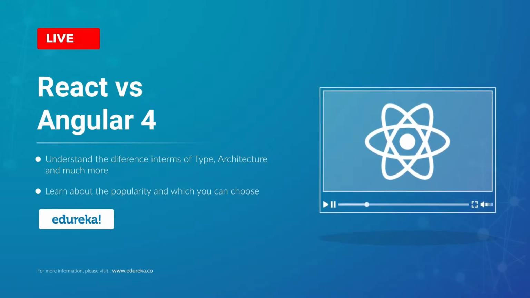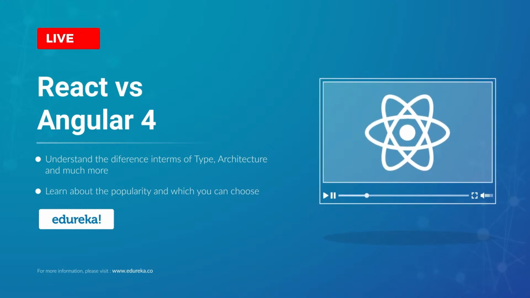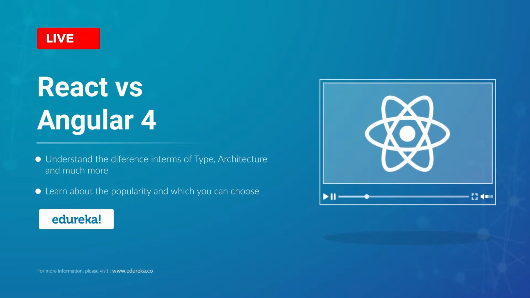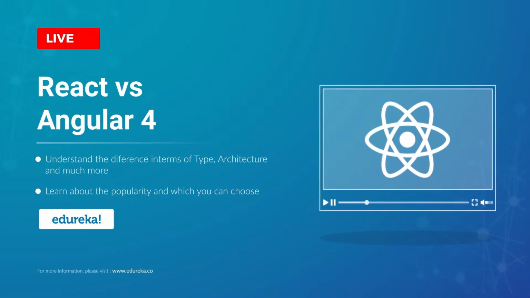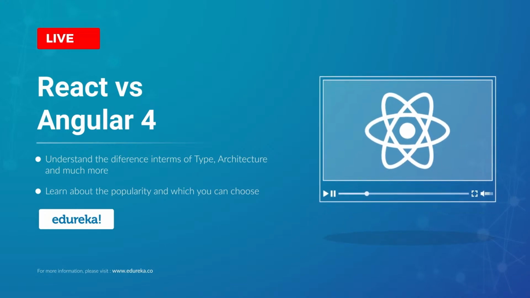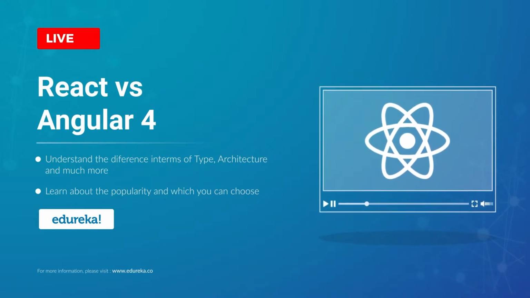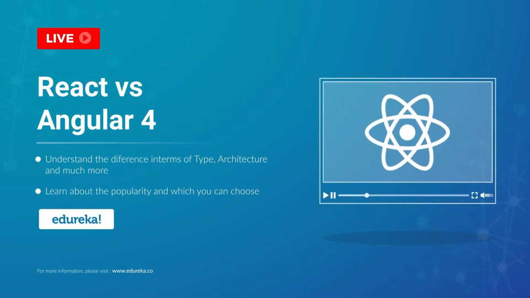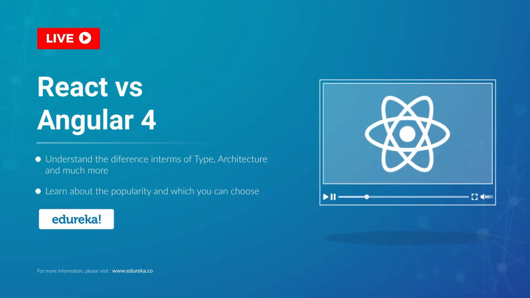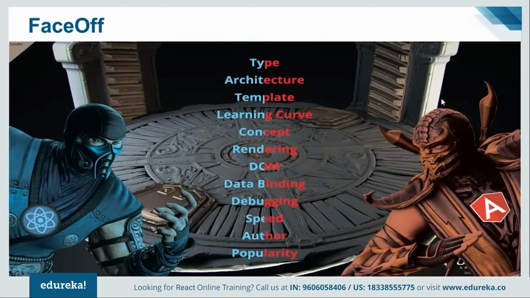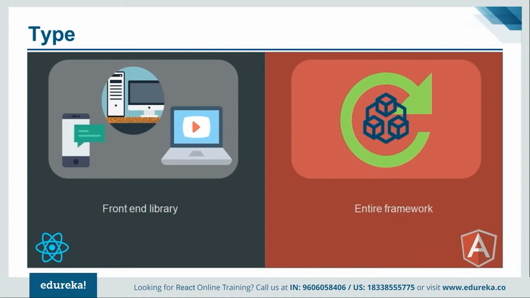So we are going to talk about variations in terms of type, architecture, template, learning curve, concept, rendering, DOM, data binding, debugging, speed, author, and popularity. So today we are going to discuss between React and Angular, and we are going to focus on the areas as listed. So the first point talks about the type.